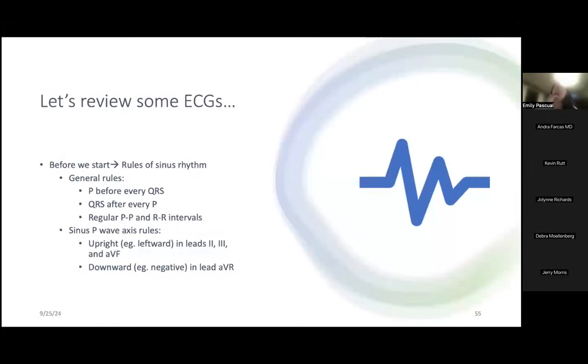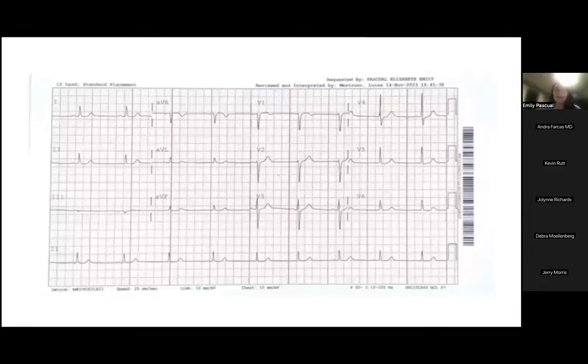All right, so now we're going to review some EKGs. And then again, we'll get to some cases in the end. So again, the rules of sinus rhythm: P wave before every QRS, QRS before every P, regular P to P and R to R intervals. Sinus P waves should be upright in the inferior leads and downward in aVR. If you look at this EKG, there are P waves before every QRS. It looks regular if you measure between QRS complexes. This EKG definitely looks like sinus rhythm.